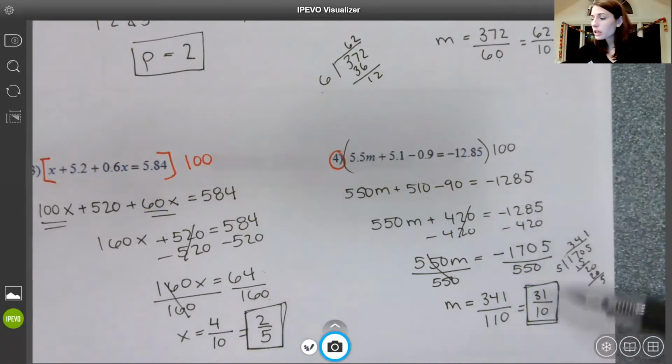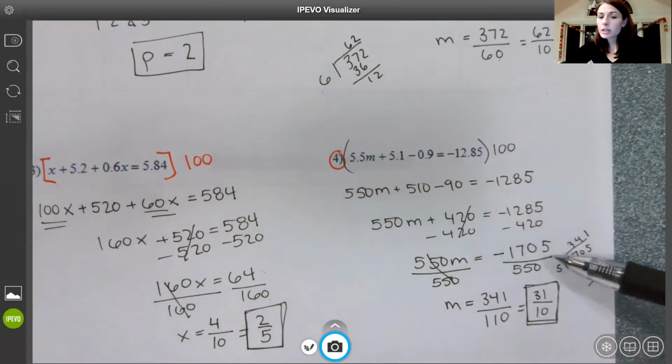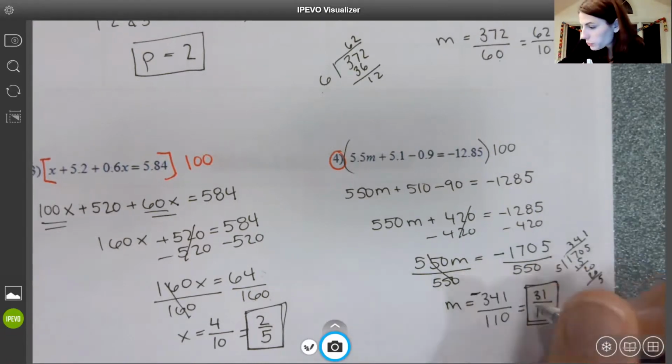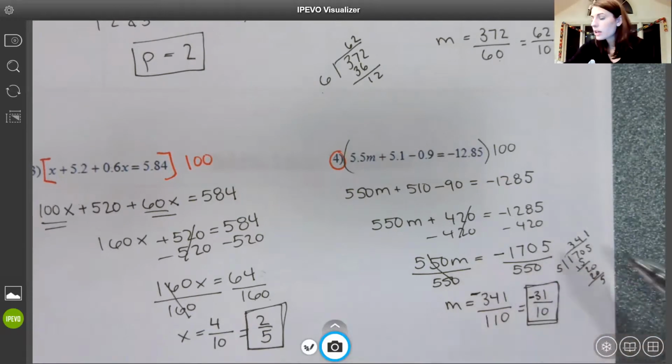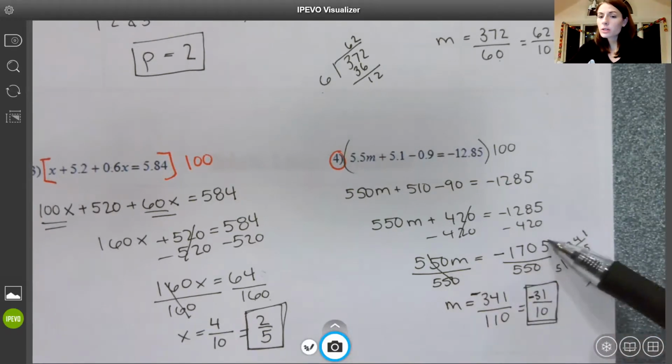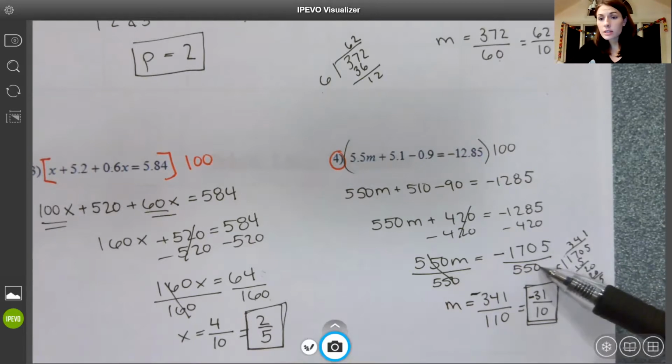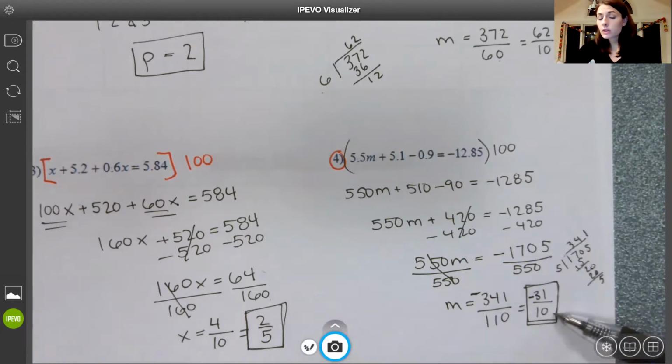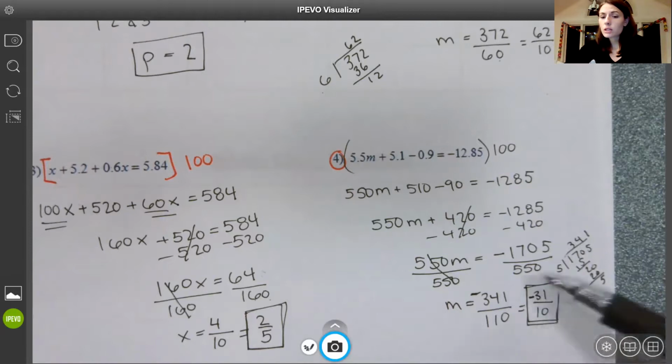So in our first one, I get negative 1705 over 550. It looks like I dropped my negative. And I can reduce that. You can see over here, I noticed that this ended in a 5 and this ends in a 0. So I knew they were both divisible by 5, and I did that first. And then I could divide each of those numbers by 11, and reduced it down to negative 31/10.